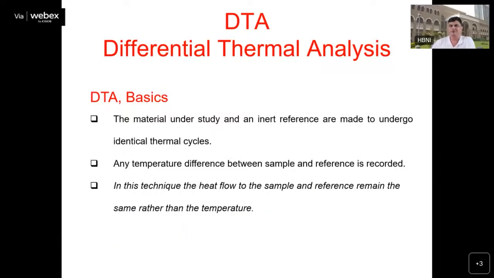Then comes differential thermal analysis. What is the basis of differential? The material under study and an inert reference. Basically, in this case, not only are we taking the material which we are going to study, but along with the material, we are having a reference material. And then we study the thermal cycle of both the material as well as the reference material. What we are recording is the temperature difference between the sample and the reference. And basically what we are measuring is the heat flow, keeping the sample and reference at the same temperature rather than measuring the temperatures.